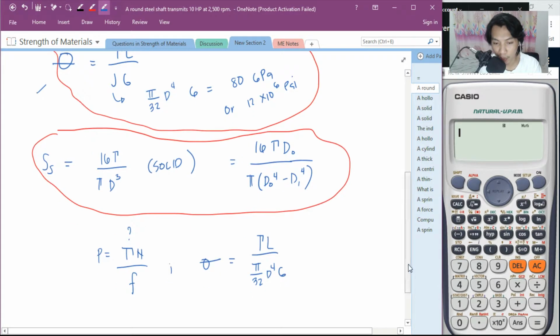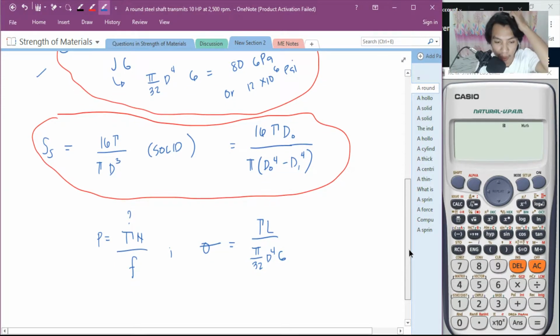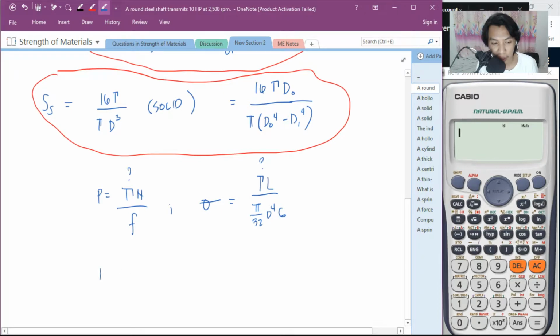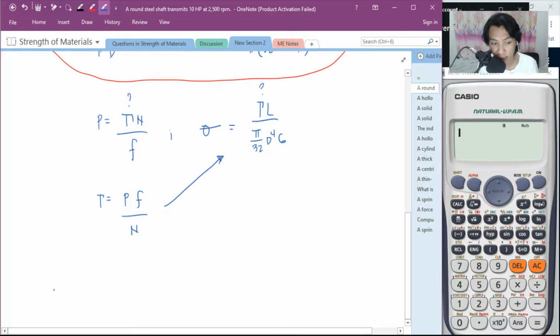Okay. Ito yung kinukuha natin. D to the fourth. Now, wala rin tayong torque dito, di ba? Yes, wala tayong torque. Pero pwede natin tong isolve in terms of the torque. So, gawin natin ganito. Torque is equal to power times the factor divided by N. Ipasok natin dito sa equation na to. Now, algebraically, pwede nating masimplify yan.